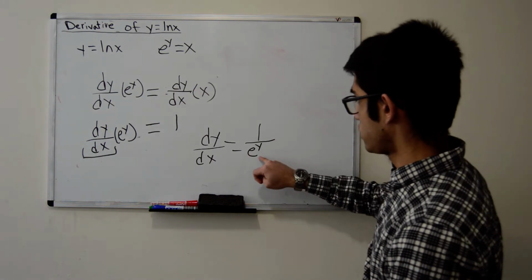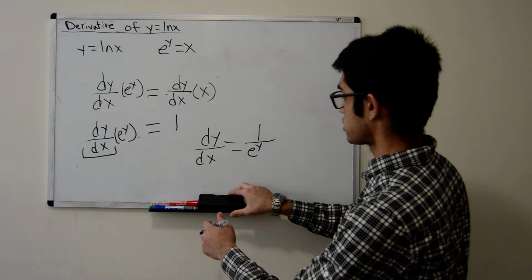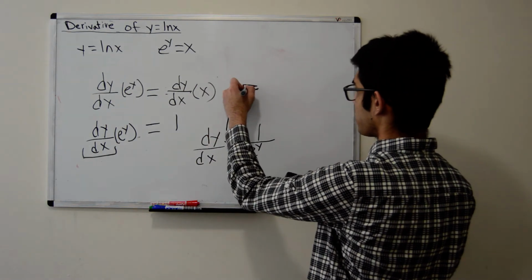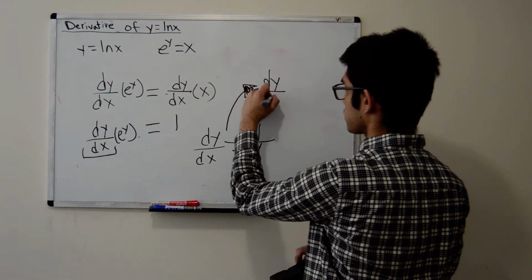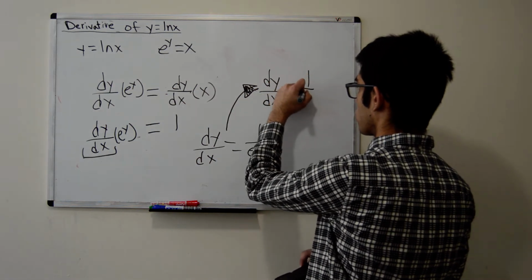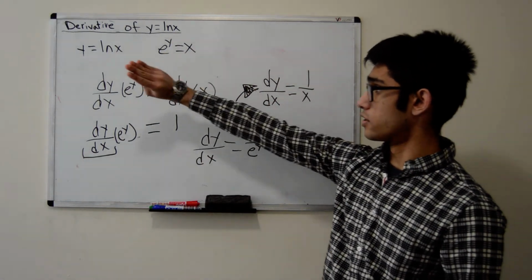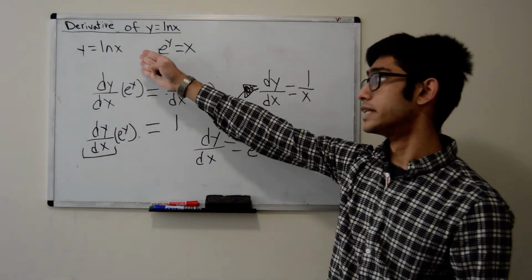But notice, e to the y, we said, is equal to x. So I can just say the derivative, dy over dx, is equal to 1 over x. There we go. We showed that the derivative of ln x is equal to 1 over x, just by rewriting this statement as this, and then we took the derivative of both sides.